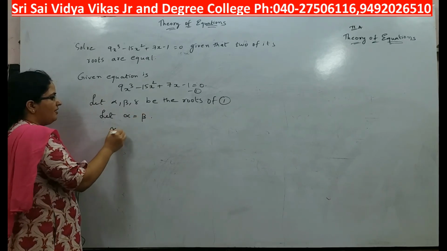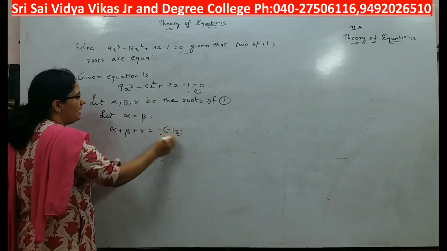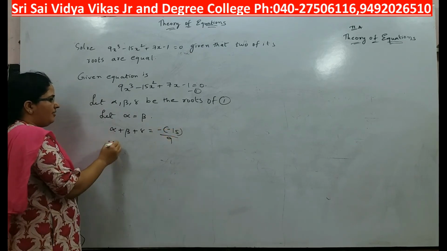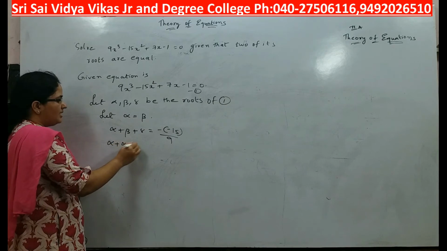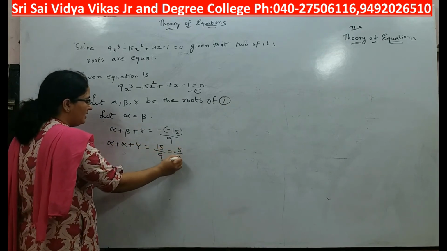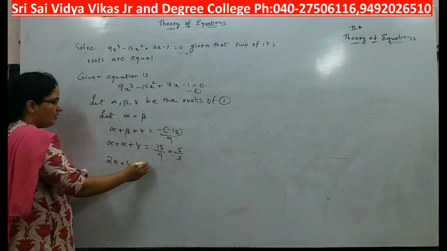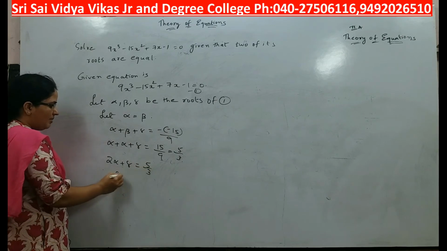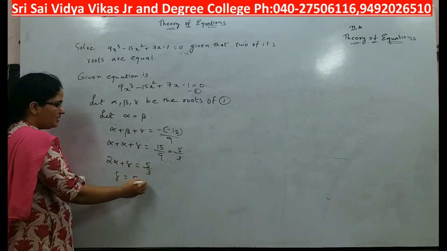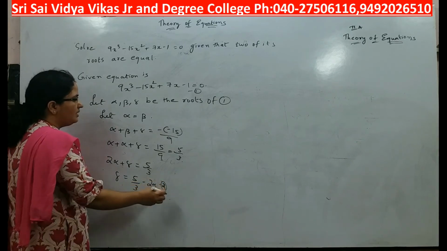Now alpha + beta + gamma = −(−15)/9. Alpha + alpha + gamma = 15/9, which is 5/3. So 2 alpha + gamma = 5/3. Gamma = 5/3 − 2 alpha. Call this as 1. Call this as 2.